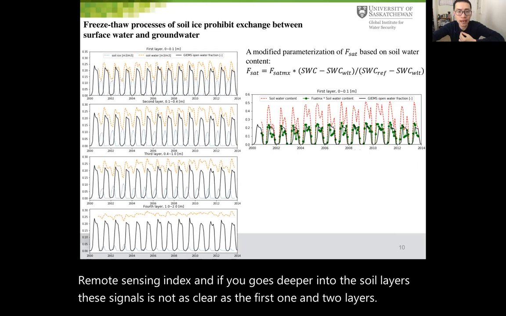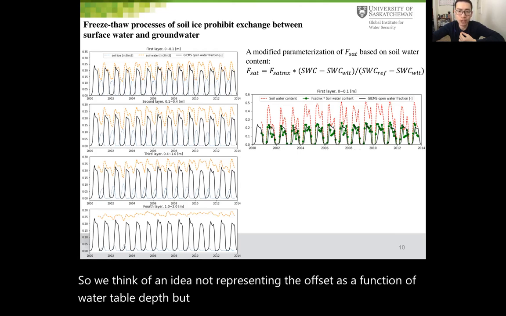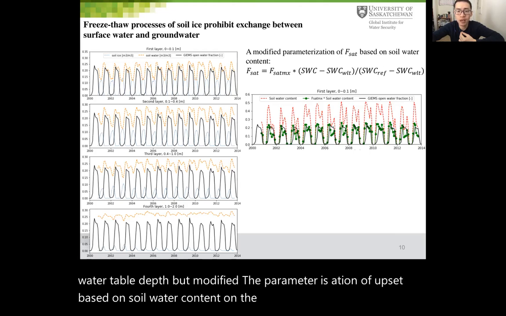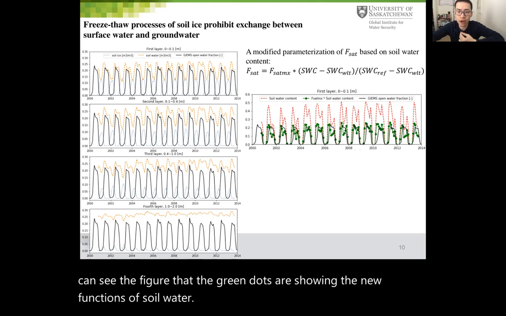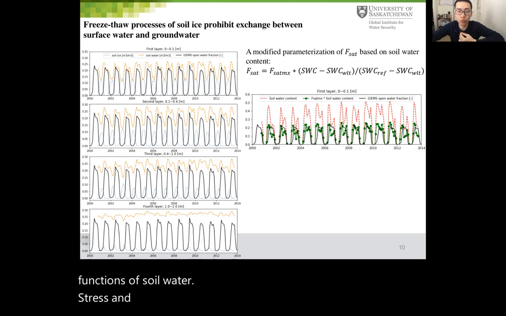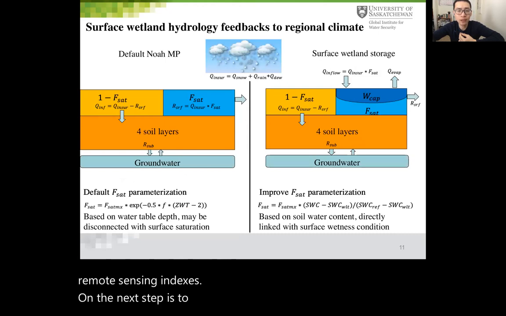So we thought of an idea: not representing FSAT as a function of water table depth, but modifying the parameterization of FSAT based on soil water content, with the equation on the right. And you can see in the figure that the green dots show the new function of soil water stress, compared to the FSAT value and to the remote sensing indexes. On the next step, we look at how we are doing.